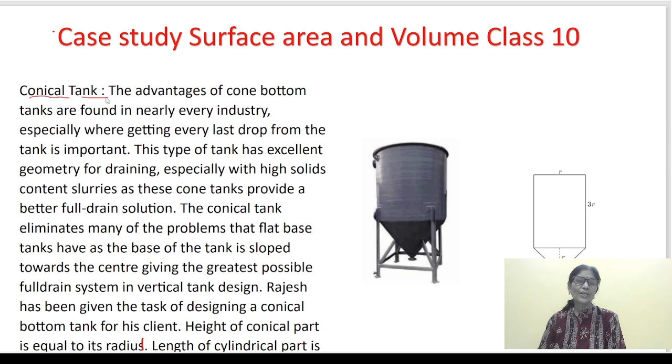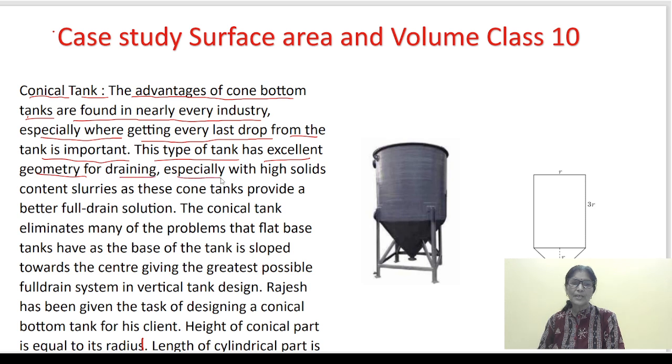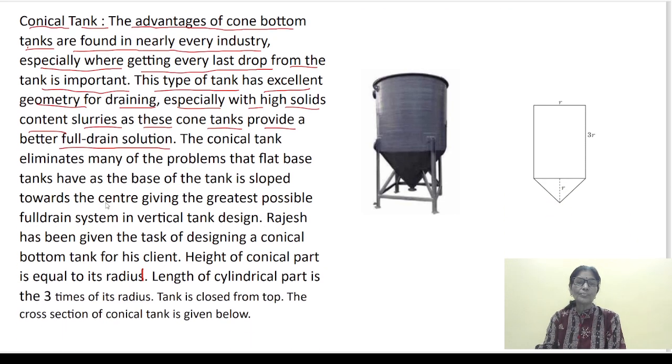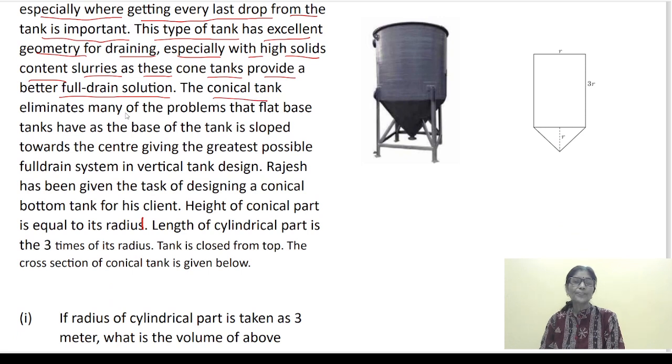The heading given is conical tank. The advantages of cone bottom tanks are found in nearly every industry, especially where getting every last drop from the tank is very important. This type of tank has excellent geometry for draining, especially with high solids content and slurries, as these cone tanks provide a better full drain solution. The conical tank eliminates many of the problems that flat base tanks have, as the base of the tank is sloped towards the center, giving the greatest possible full drain system in vertical tank design.